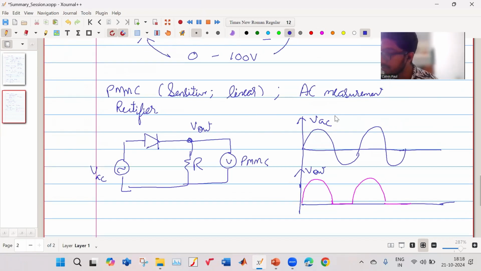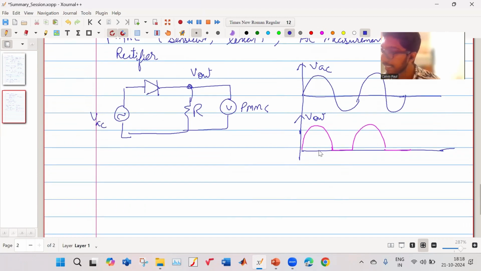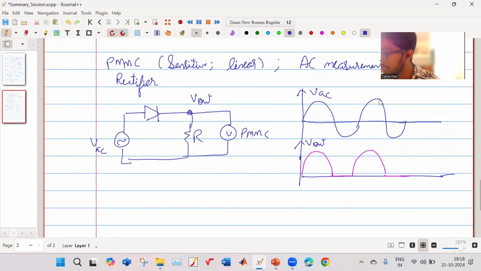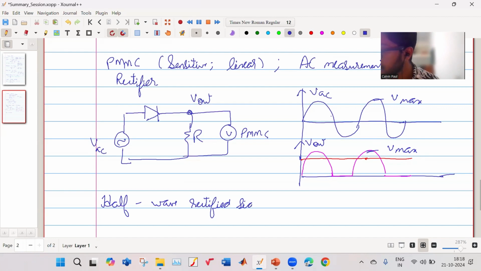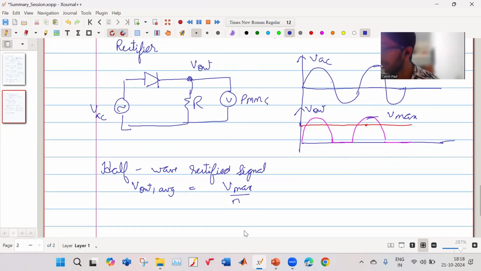One important formula, which you can derive in the exam, I'm not saying you cannot derive it, but it is important for you to know: if this is your input AC voltage, it has a maximum value, let us say V max. This voltage also will be V max. But what is the average value of this? For a half wave rectified signal, my V output average will be V max upon π.